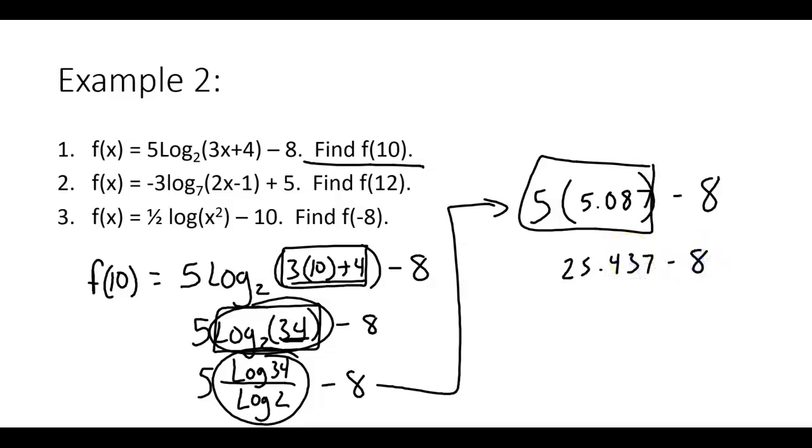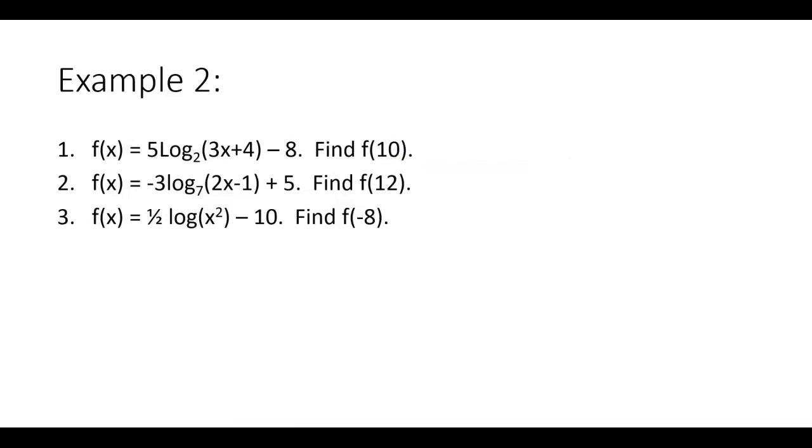And then after that, finally you do your addition. So there's my answer. So that's what you would get by plugging all that in. So when I plug in 10 for x, my output, my y value would be 17.437. All right, let's go ahead and take a look at number 2. Number 2, I'm plugging in 12.